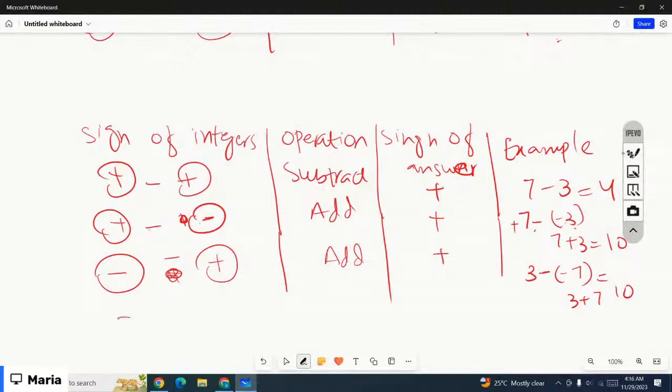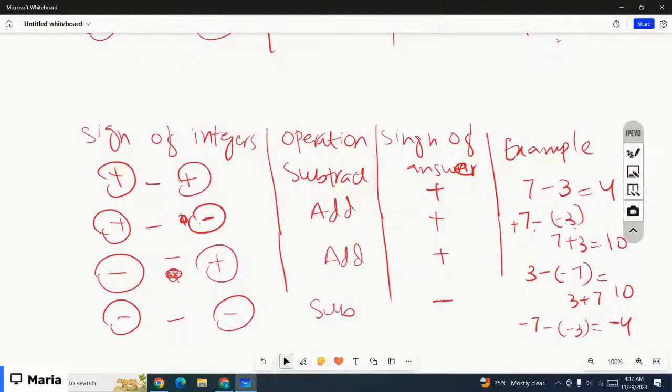The last one is you are subtracting two negative numbers. In this case you have to subtract them. Answer must have a sign depending on the numbers, right? For example, negative 7 minus negative 3, right? You have to subtract and the answer is negative 4, right?